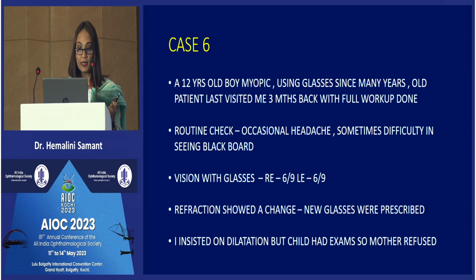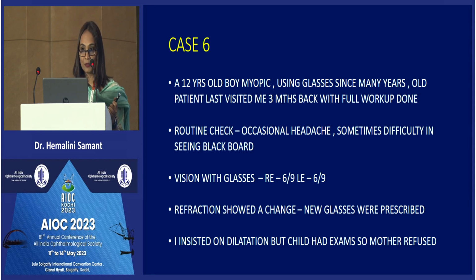The next case is that of a 12-year-old. He was myopic and had used glasses for many years. He was an old patient of mine, and had visited me recently, 3 months back, with a full workup done. His complaint was, "Auntie, I get a little occasional headache and sometimes I have difficulty seeing the blackboard, but only sometimes." The vision recorded with the glasses was 6/9 in both eyes, so I didn't pay too much attention to it, and the AR showed a very small change.